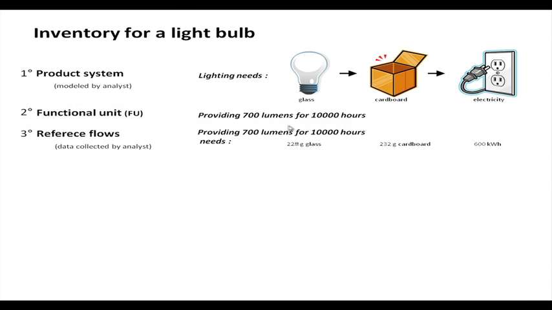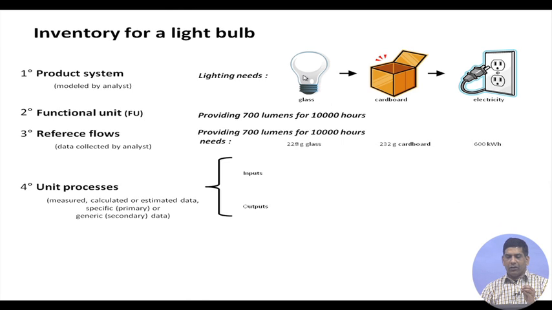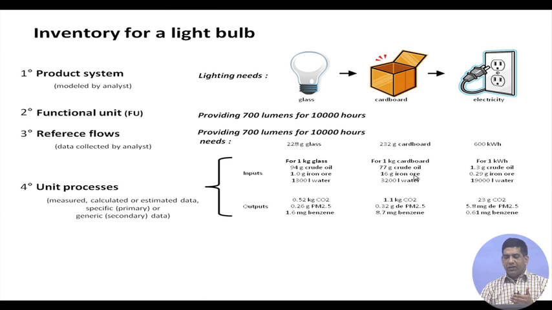Then we had the reference flow. Reference flow is what is required for providing 700 lumens for 10,000 hours: how much glass, how much cardboard, what is the electricity we need, and this is for the incandescent bulb. So unit process, as the name suggests, will be for 1 unit. So for 1 kg of glass, these were the inputs and these are the outputs. We already discussed that, and we have only taken 3 parameters, but there could be a lot more there. Same thing for 1 kg of cardboard, 1 kilowatt hour of electricity.